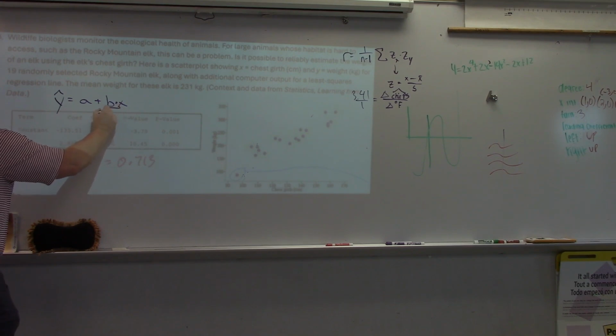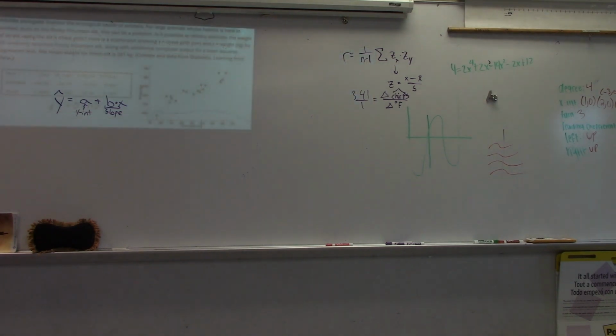B is my slope because it is multiplied by x. A slope is a constant additive rate of change. So A is my y-intercept, that's the constant. And so, what's the first question asked before I put the answer up here?